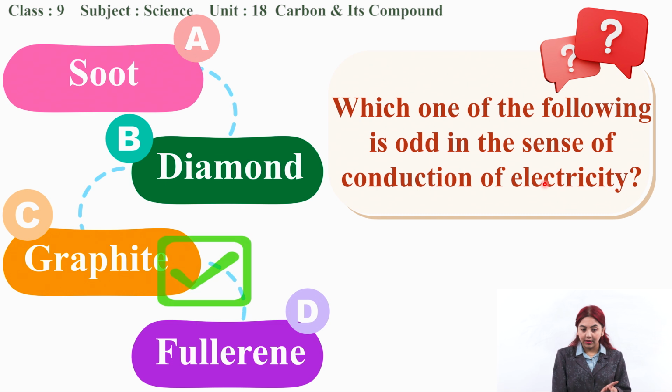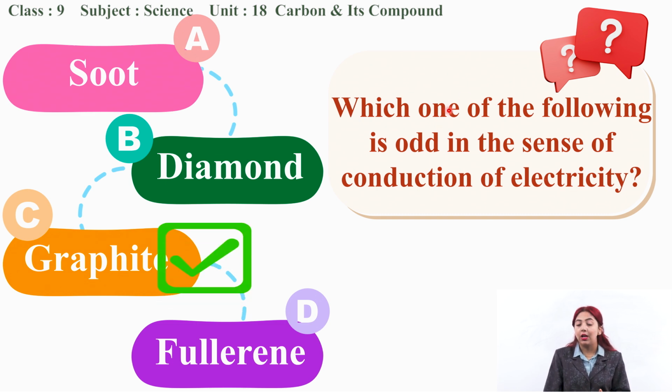Yes, it's graphite, because the question asked which one of the following is odd. That means it is an exception in the sense of conduction of electricity. Since we studied about the physical property of carbon, that carbon cannot conduct electricity, but we had an exception of graphite, that it can conduct electricity due to presence of free electrons. So the exception that is odd in the sense of conduction of electricity is graphite.